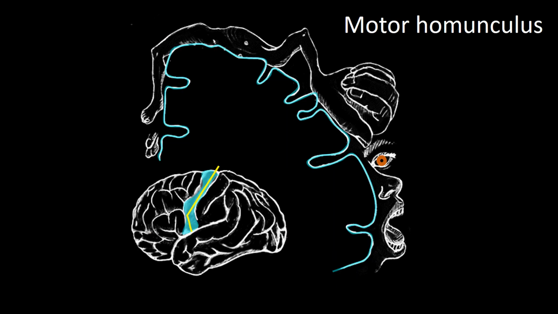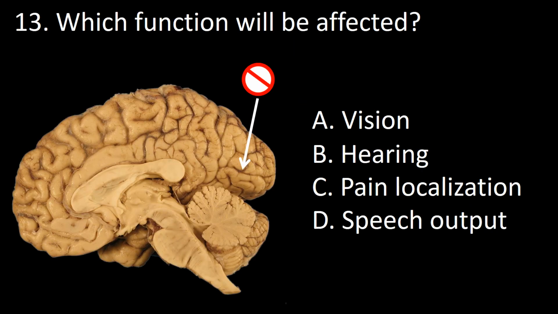This is a representation of the motor homunculus. Notice the position of the leg and foot in the mesial aspect of the hemisphere, the large area devoted to the thumb, and the small area devoted to the lips. So the answer to this question is A.